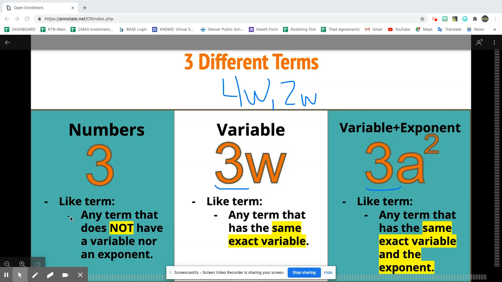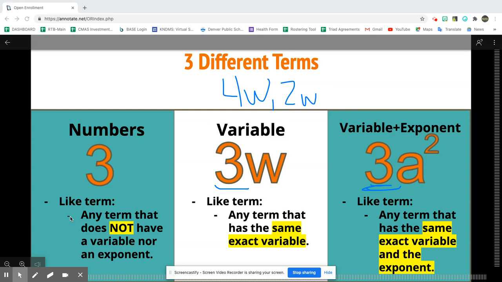The next one is the variable and the exponent. You will see terms that have a variable and an exponent. When it comes to these terms, once again, we're not focused on the number in front. We're only focused on our variable and our exponent. For these to be like terms, your variable needs to be the same.